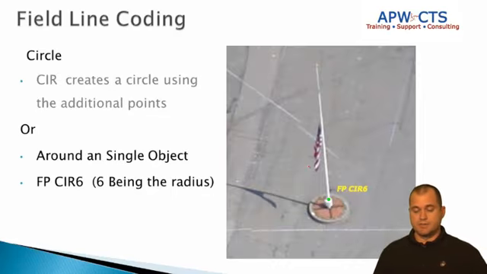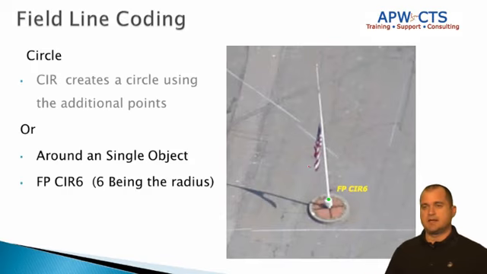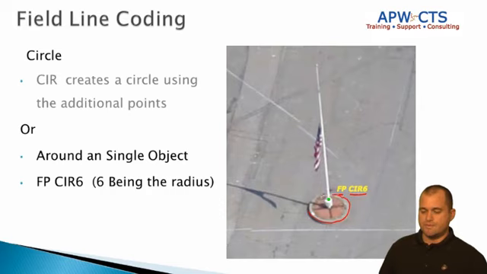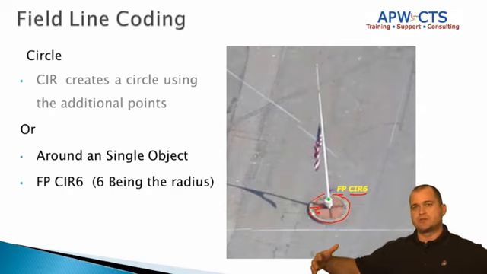Another option with this tool, which is nice, is in this case around a single object. So if we shoot the flagpole here, and you see that I put in the FP for the feature code, and then I put in a CIR 6, 6 being the radius of the circle, it's going to draw this circle out here around the flagpole, and that value right there is 6. So my radius of the circle is 6. So I've got a 12-foot diameter circle around the base of this flagpole.